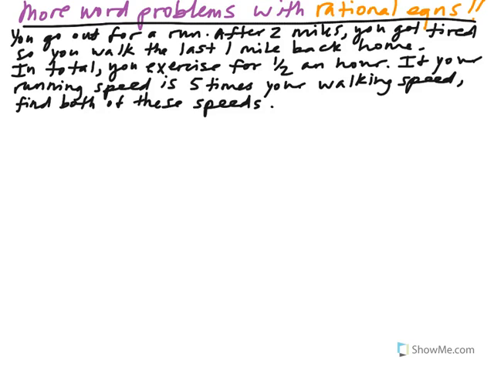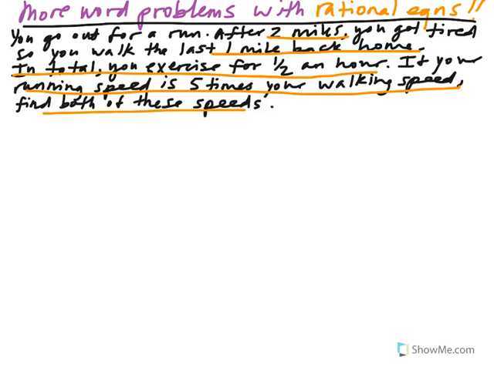Alright, you go out for a run. After 2 miles, you get tired, so you walk the last 1 mile back home. Okay? So we've gone 3 miles altogether. Alright, in total, you exercise for 1/2 of an hour. So my time running and my time walking add up to 1/2 an hour. Okay, so if your running speed is 5 times your walking speed, find both of those speeds.